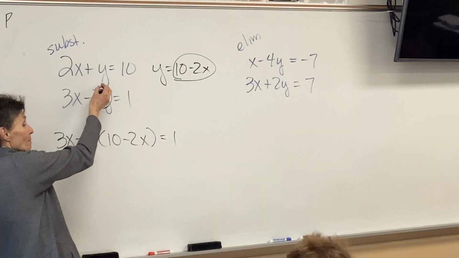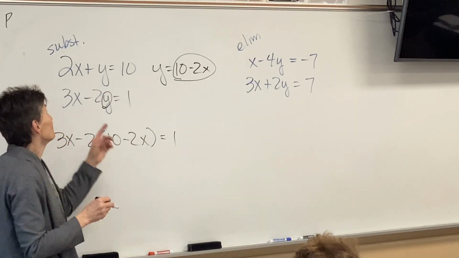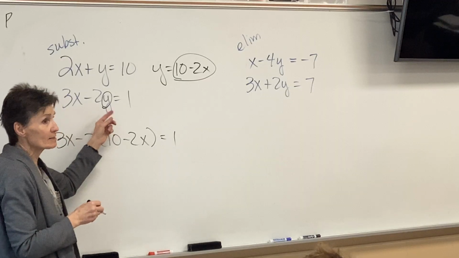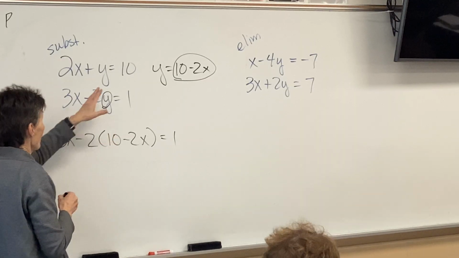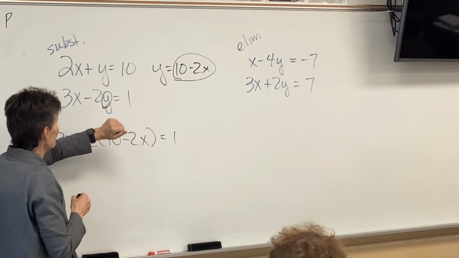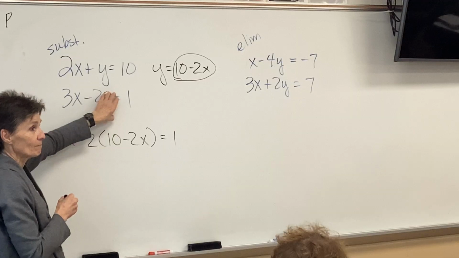So I got y by itself. You can get anything by itself. It doesn't matter. But if you try to get these other things, you're going to have fractions. That's okay, but you got to deal with it. So I got y by itself. And then whatever y equals, I plug it in for y.